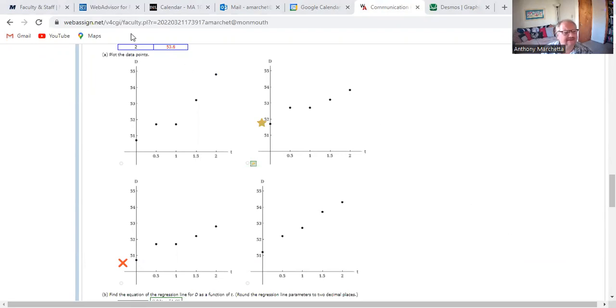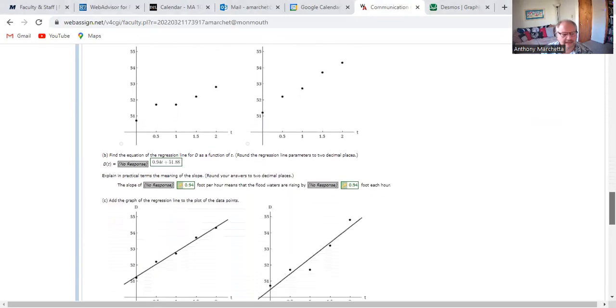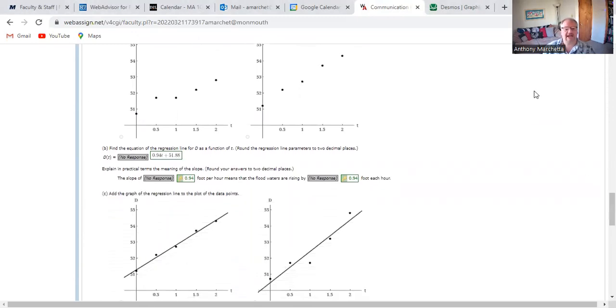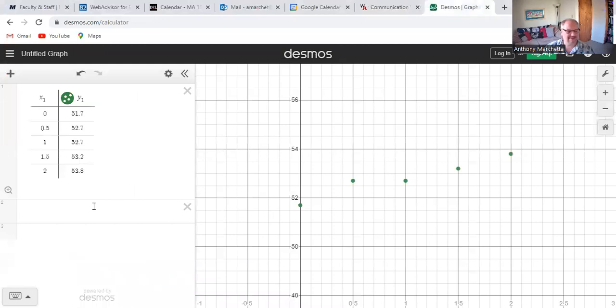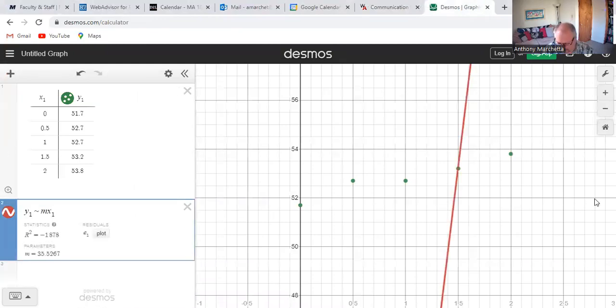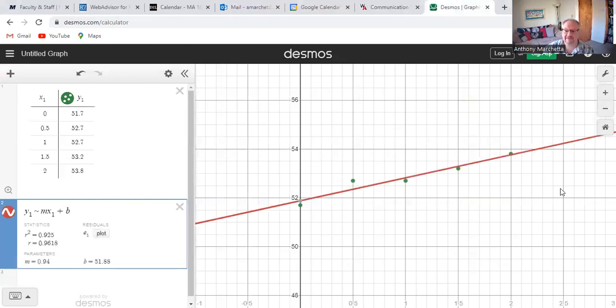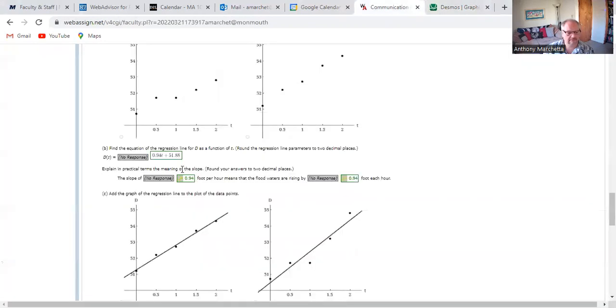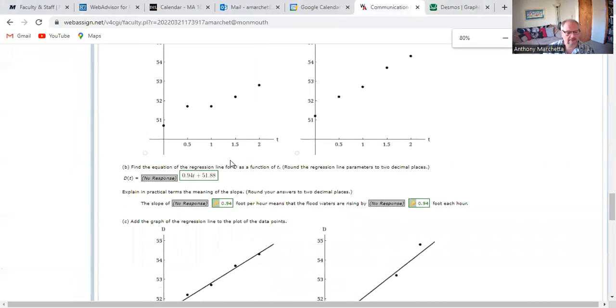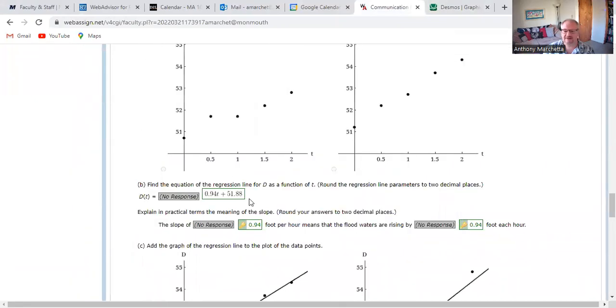Let's take a look at the rest of this case. Okay, we have some more in here. Now it says find the equation of the regression line. Of course, that was coming. You knew that was coming. So let's type in the syntax. Y1 is similar to mx1 plus b. And I have values of 0.94 and 51.88. And there they are, 0.94 and 51.88, just like we thought it would.